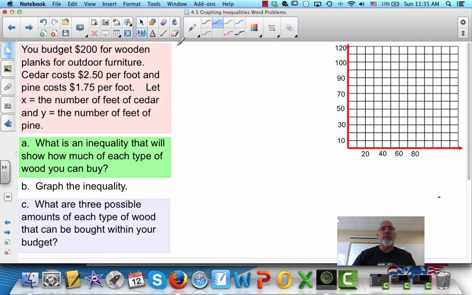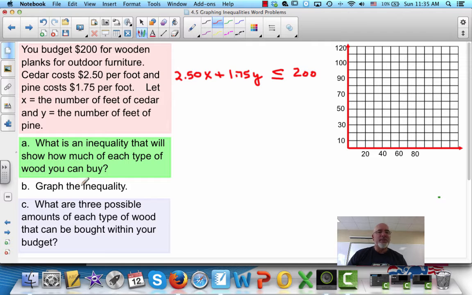We're working with cedar and pine. The cedar costs $2.50 per foot. And the pine costs $1.75 per foot of pine that you buy. And the most you can spend is $200. When it says the most that you can spend, it's talking about less than or equal to, because you can't spend more than $200 because that's all you've got. So it's got to be $200 or less.